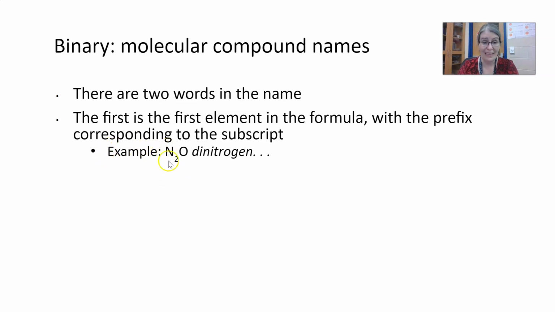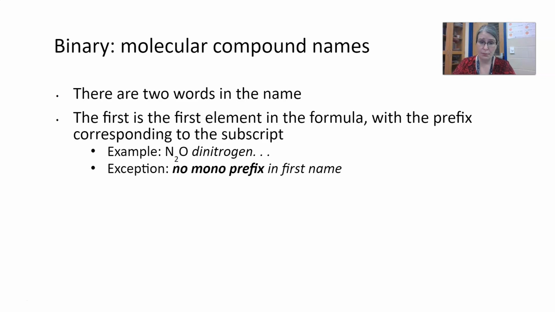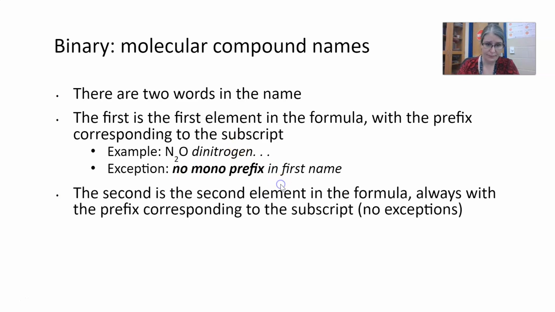So for example, N2O, the first word there is dinitrogen. Di for two, obviously, nitrogen for the element. The exception here is something that I've noticed already. We said carbon dioxide, CO2. If we were going to always use a prefix, it would be monocarbon dioxide, but chemists are lazy, and so we don't tend to use prefixes that we don't have to use. So there is no mono prefix on the first element.